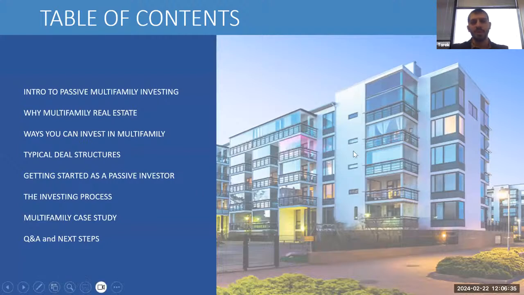So what we're going to cover today is a quick little intro about multifamily investing, and then why we believe in multifamily as the ideal choice of real estate, how you guys as passive investors can invest in multifamily, and then what those typical deal structures look like, as well as getting started as a passive investor in particular.